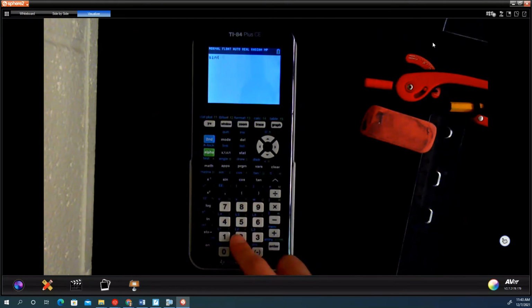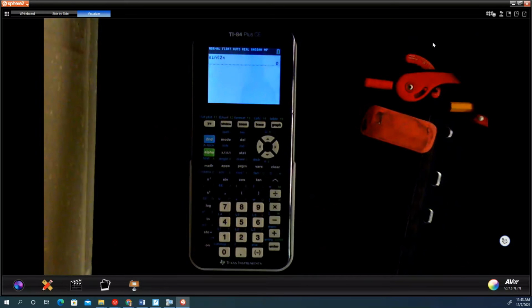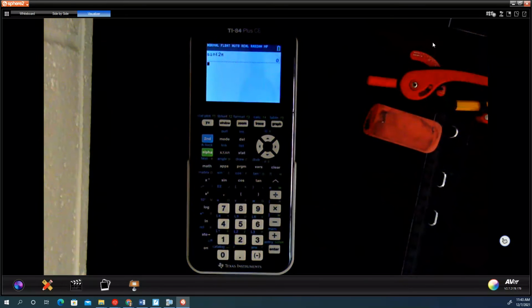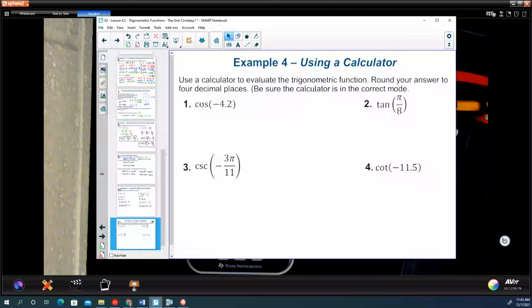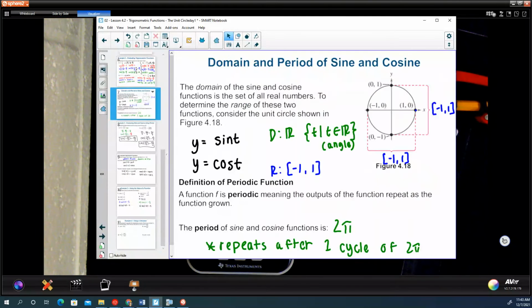Sine of 2 pi is 0. Okay, so now we're in radian mode. Wait, how come the sine of pi equals 0, but the sine of 2 pi equals 0? Those are these 2 points on your circle. Oh, it's giving the y value. Yep, sine always gives you the y value.